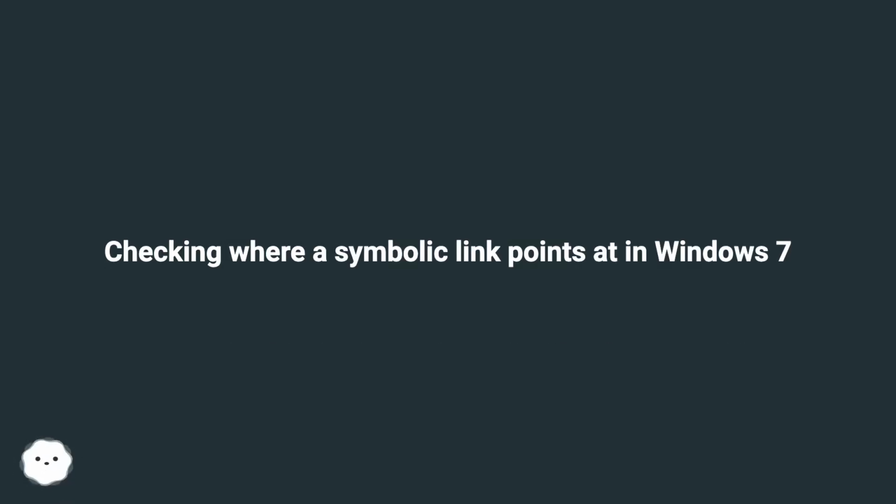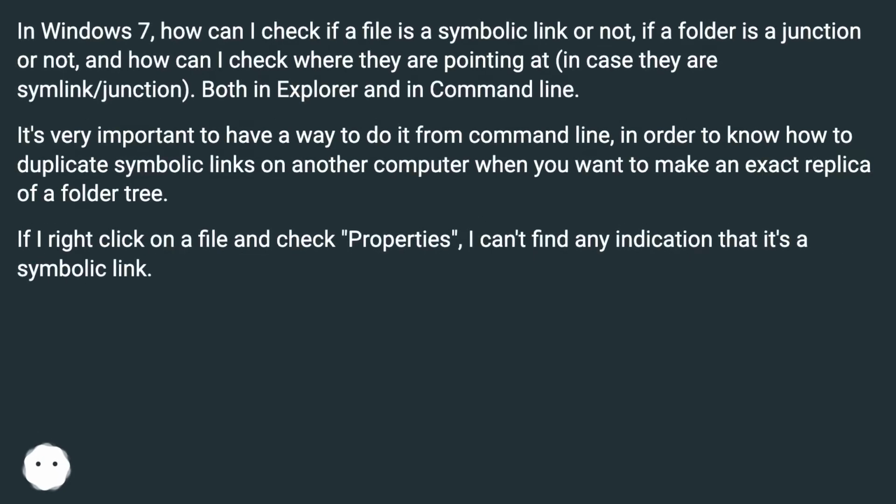Checking where a symbolic link points at in Windows 7. In Windows 7, how can I check if a file is a symbolic link or not, if a folder is a junction or not, and how can I check where they are pointing at, in case they are symlink or junction? Both in Explorer and in command line.